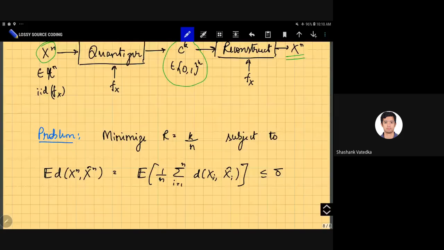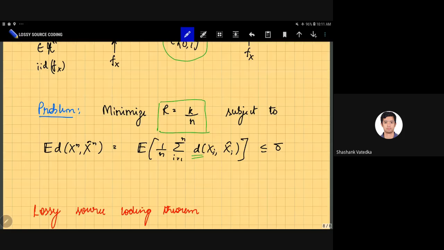From the sequence of k bits, you obtain a reconstruction x^n hat. Right, and the goal is to design the encoder and the decoder which minimizes the rate, or the asymptotic rate given by k over n, subject to this distortion constraint. So we want to make sure that the expected distortion is less than or equal to delta. So obviously the minimization problem depends on what distortion metric you choose.